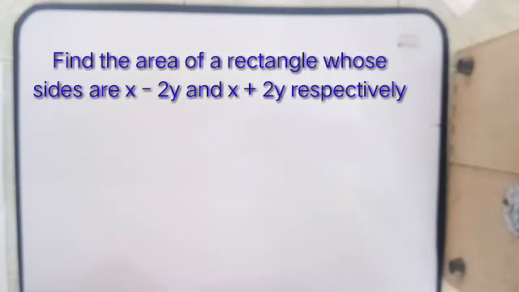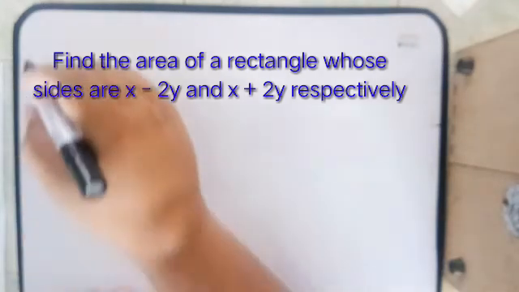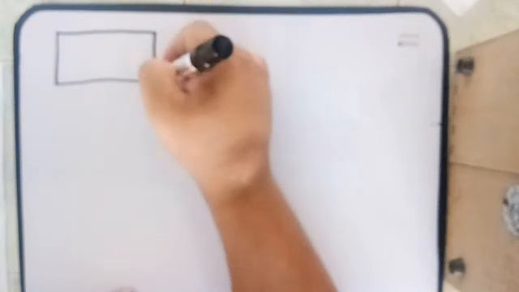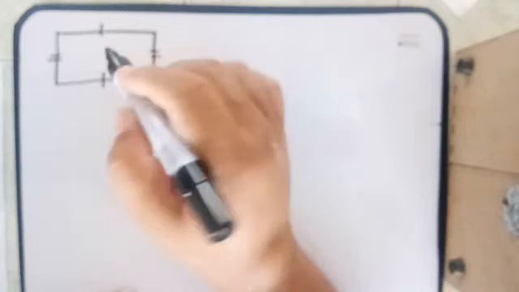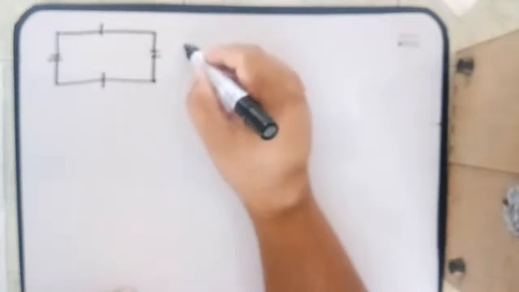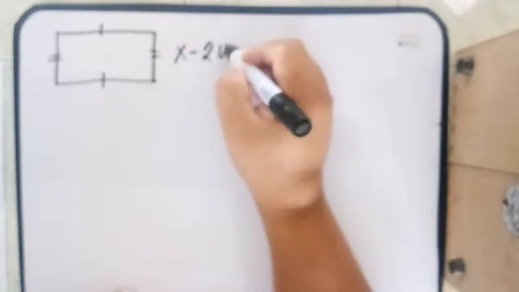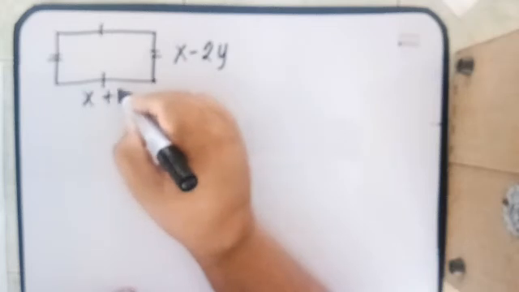Okay, on to the next problem. We have this problem: find the area of a rectangle whose sides are x minus 2y and x plus 2y respectively. So by this, we're going to draw our rectangle. It's this one. And according to the given, since it is a rectangle, it has two pairs of equal sides. Let's say this side is x minus 2y, and the other side is x plus 2y.